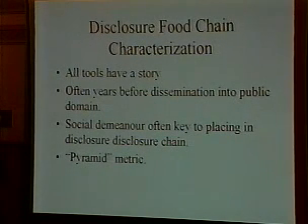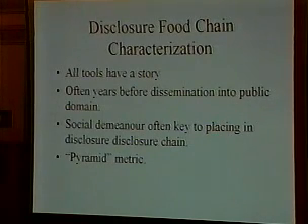Okay, the disclosure food chain. Obviously, all tools and exploits have a story. Most exploits are, I would say, kept private for 10 to 20 days. It obviously depends on the ethic, the policy of whoever wrote it. It can be months, even years, until exploits filter into the public domain, even if they're exploiting a 3-year-old bug.